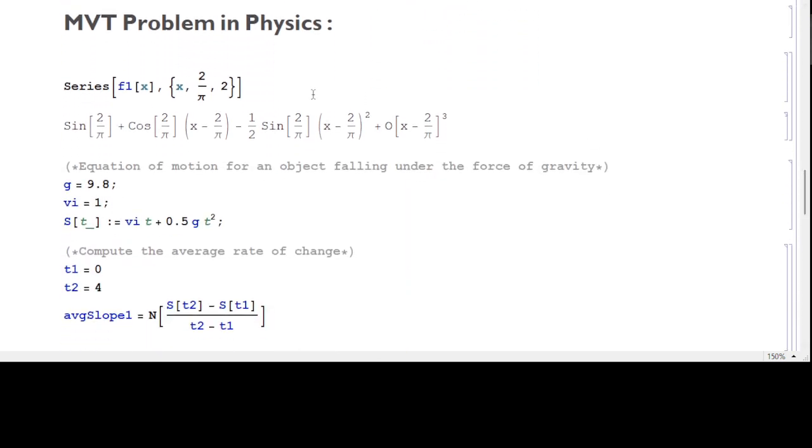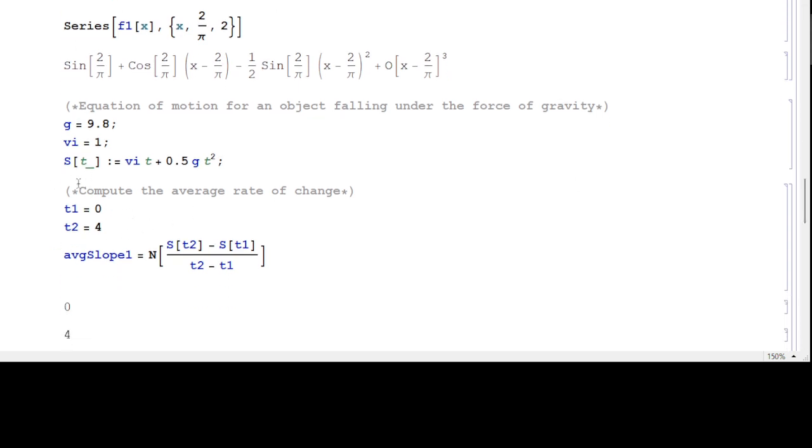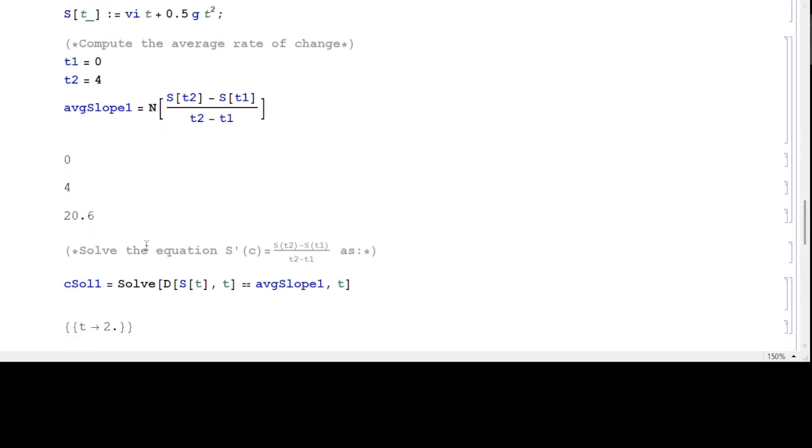Okay, so to find the problem in physics, we make a choice of the equation of motion for an object falling under the force of gravity. So this is the equation of motion. So the distance as a function of t appears here, and we choose g equals 9.8, vi equals 1, and we compute the average slope of the distance between t2 and t1. So t2 and t1 are the two time values, and when we find the average slope, the average value of the slope is 20.6.